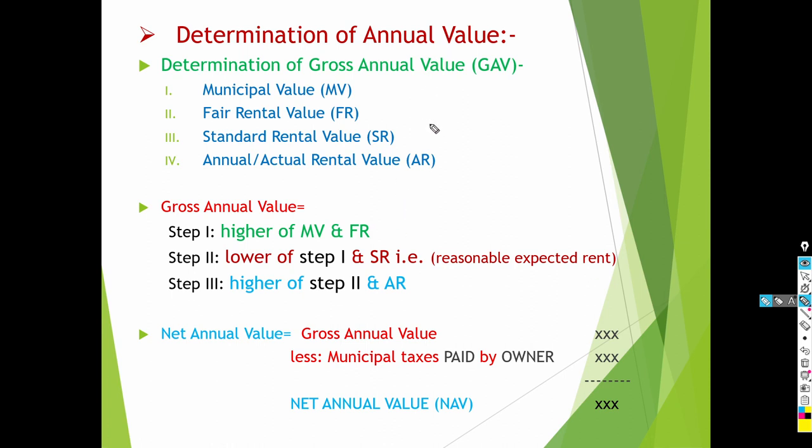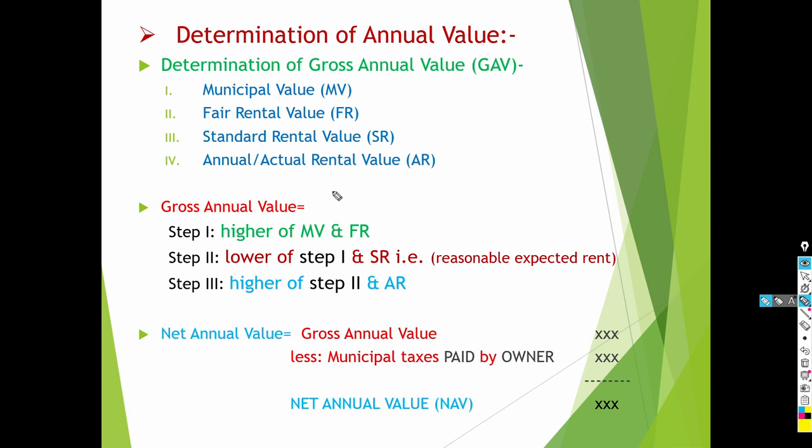Then how to determine the gross annual value? Let's see. For that purpose, you have to consider these given 4 factors of house property. First one is municipal value, second one fair rental value, third one is standard rental value. Standard rent is the fair rent of house property determined under the Rent Control Act, where Rent Control Act is applicable. Fourth one is annual or actual rental value.